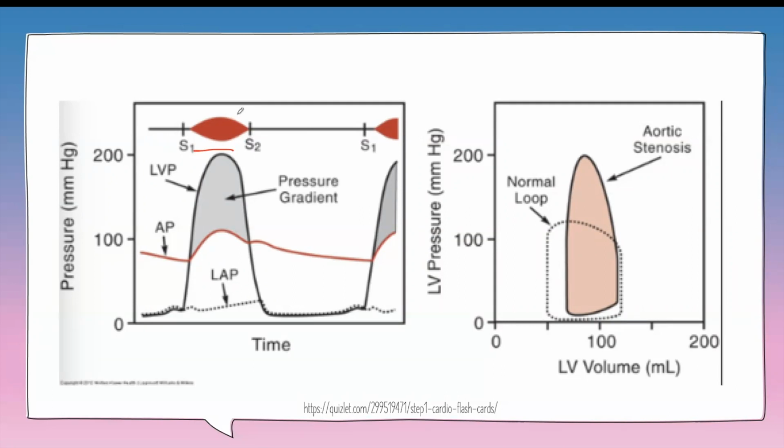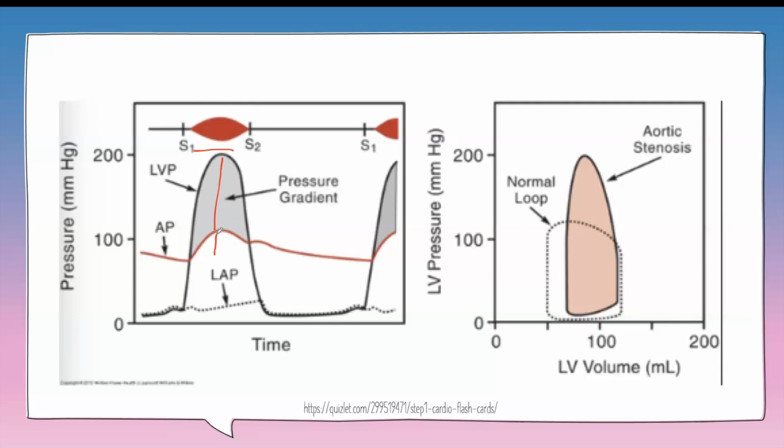A soft S2 is heard with or without an ejection click. So the ejection click can sometimes be in the vignette to point you towards aortic stenosis, but it doesn't always have to be in the vignette. As you can see in this Wiggers diagram on the left, there is a drastic increase in left ventricular pressure, especially compared to the aortic pressure. This pressure is what leads to decreased ventricular compliance and left ventricular hypertrophy. This left ventricular hypertrophy is what leads to a left axis deviation on your EKG.